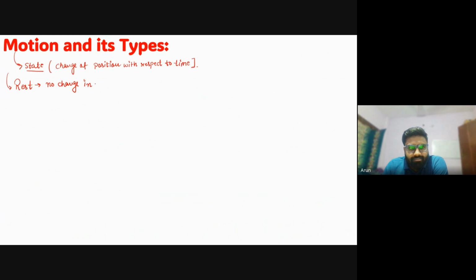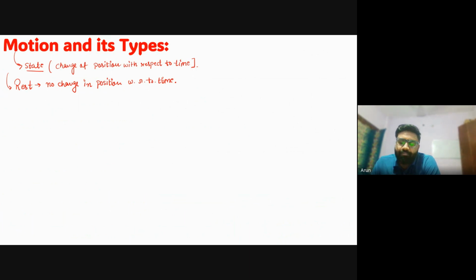So rest is also a state in which there is no change in position with respect to time. Got it? Now, if I ask you one question: you are standing on a road and there is a very fast moving car traveling on that road. Is that car in motion or in rest?